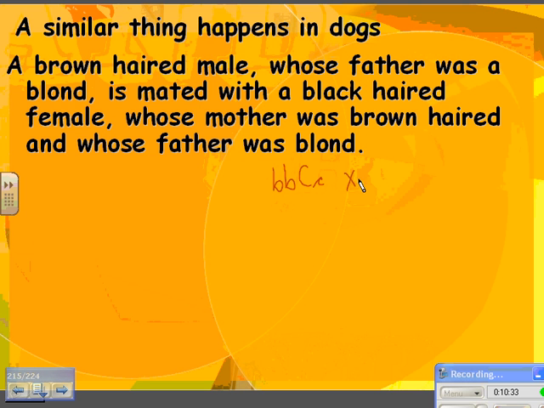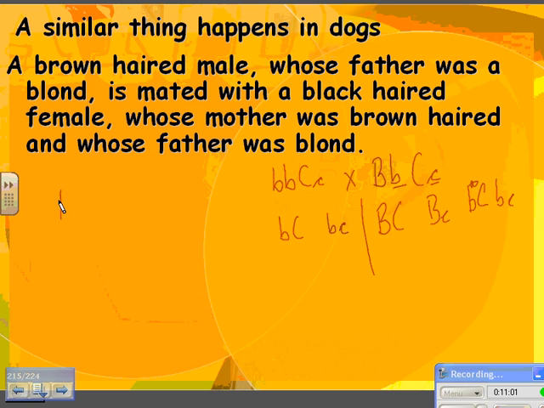He's mated with a black-haired female, and the black-haired female has to have a big C, right? Whose mother was brown, whose father was blonde. Whoa. And so we want to know what happens there. So this one makes the gametes little b, big C, and little b, little c. And this one makes the gametes big B, big C, big B, little c, and little b, little c.